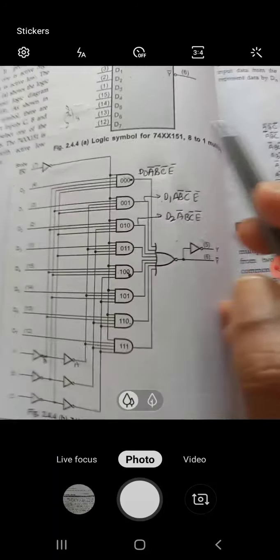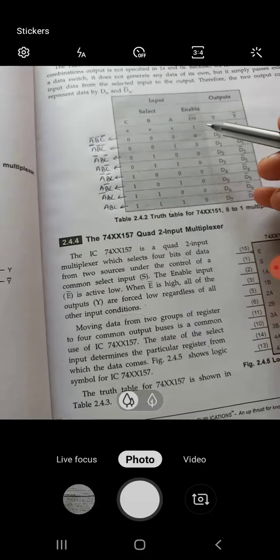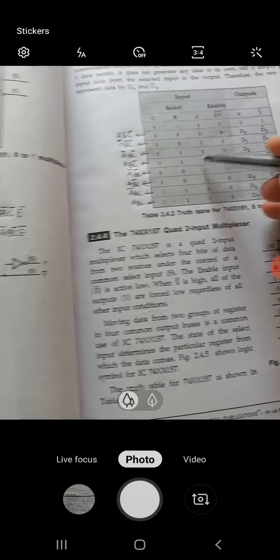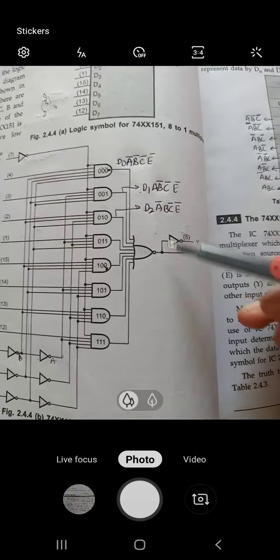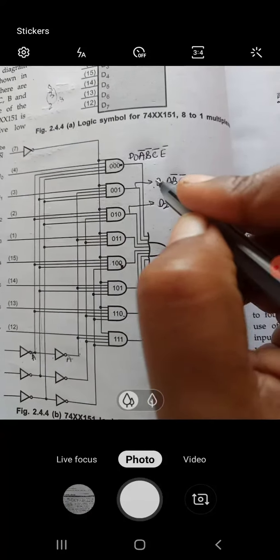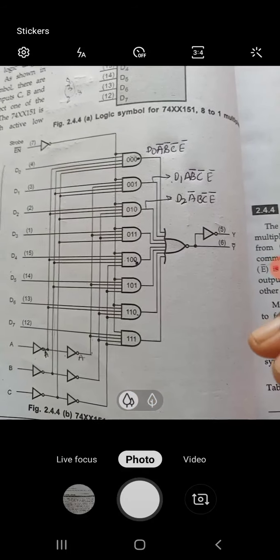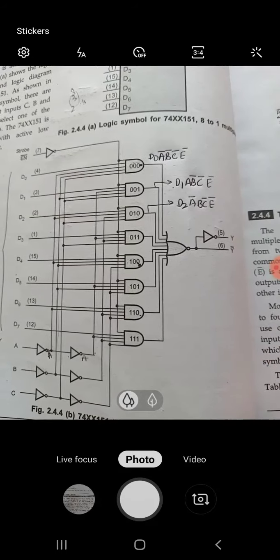So as I have done over here, 0, 0, 0, 0, 0, 1, 0, 1, 0, 0, 1, 1. When I give the same values, you can get the corresponding output. So what is the common thing which you have? D0, D1, D2, D3, D4, D5, D6 and D7. And one more thing, what do you get? E bar, E bar, E bar you get.